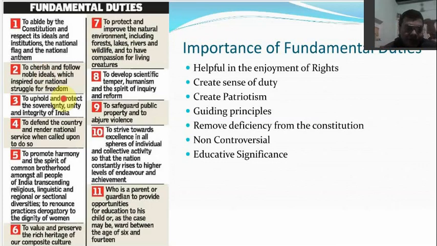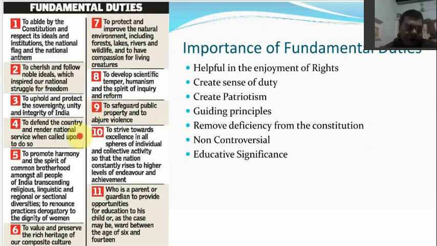Next is to cherish and follow the noble ideas which inspired our national struggle for freedom. Freedom was not a free gift to India. Our forefathers worked hard for it, and we have to cherish those noble ideas. To uphold and protect the sovereignty, unity, and integrity of India. Is that something difficult to remember? I think you already know this, and you have this feeling that okay, this is so important. Unity of India, integrity of India. Sovereignty means that India is supreme, and your allegiance is to India, not any other foreign power.